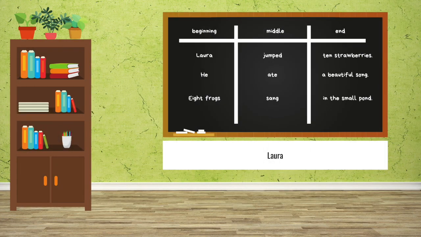Here we go. Let's look at column number 1, or the beginning. There are 3 rows of words that we can choose from. The first one says Laura, that's someone's name. Next, he, and the last one says 8 frogs. And for my paper, I picked Laura. Which one will you choose?